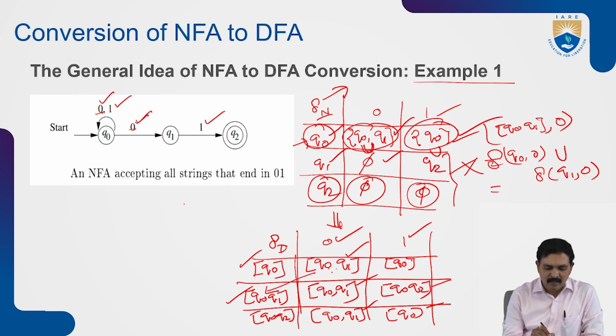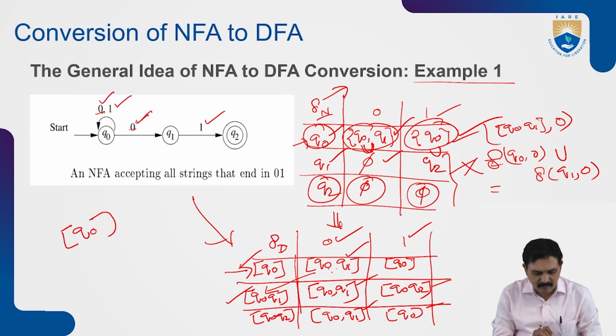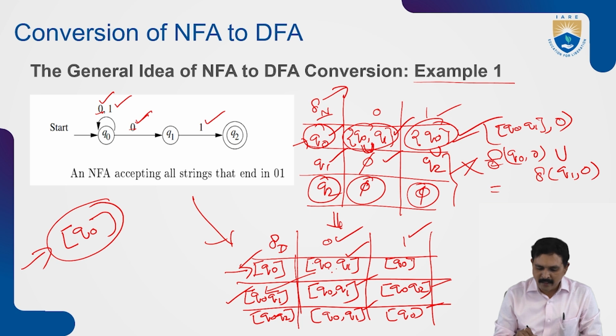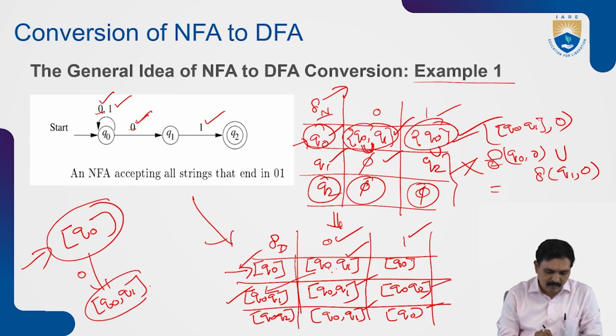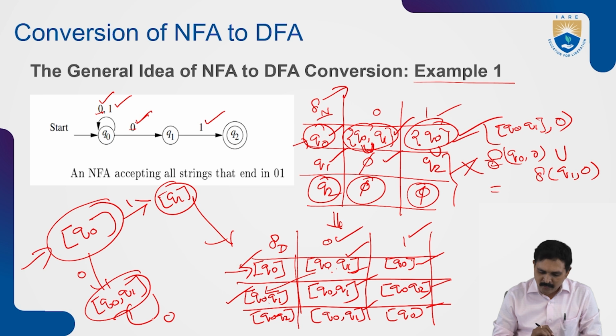Once you know the DFA transition table, from that you have to construct the diagram. So what is the starting state here? Q naught is the starting state. Q naught using 0 goes to what state? Q naught Q1, is it right? And Q naught using 1 is only Q1. Just check the table. Q naught Q1 using 0, self loop. Q naught Q1 using 1, new state, Q naught Q2.